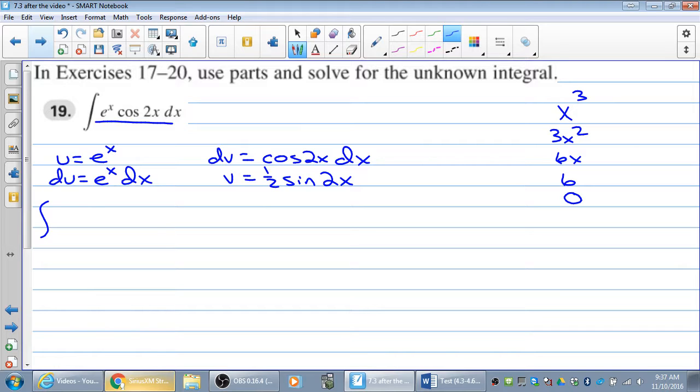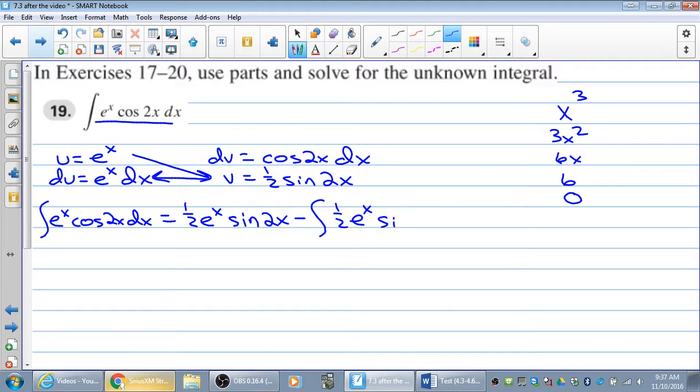Now we kind of keep this with it. E to the x cosine of 2x dx is equal to u times v, 1/2 e to the x sine of 2x minus the integral of v du, which is 1/2 e to the x sine of 2x dx. Well, we didn't end up with something that we can take the integral of. As a matter of fact, we made it worse. It was e to the x cosine of 2x. Now it's 1/2 e to the x sine of 2x. It got worse. But now if I do this one more time, I will get this.